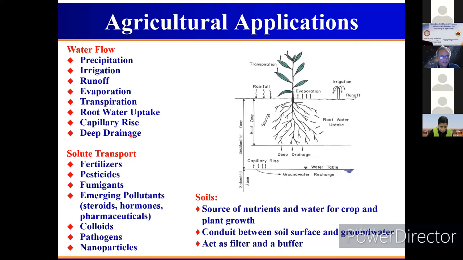In terms of solute transport, since the model is written in a relatively general way, it can deal with many different chemicals, including fertilizers, pesticides, fumigants, emerging pollutants such as hormones and pharmaceuticals, but we can also simulate transport of many different particle-like substances such as viruses, colloids, pathogens, and nanoparticles.